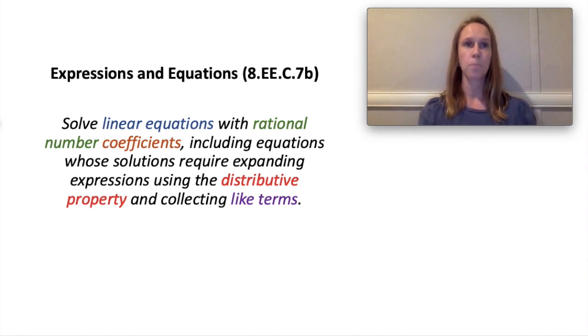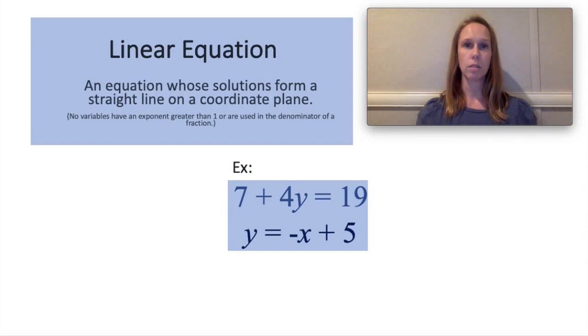First of all, linear equations are equations whose solutions form a straight line on a coordinate plane. So in other words, none of the variables have an exponent greater than 1, or none of the variables are used in a denominator. So here's an example of just a basic two-step equation. We might have a y value, or more commonly in 8th grade you know y equals mx plus b. And here's another example of a linear equation. Notice I don't have any x squareds, I don't have any x's or y's in my denominators. This second example will give you both the x and the y value.